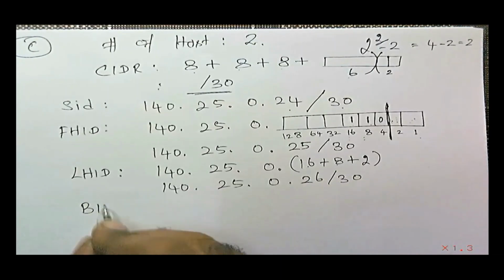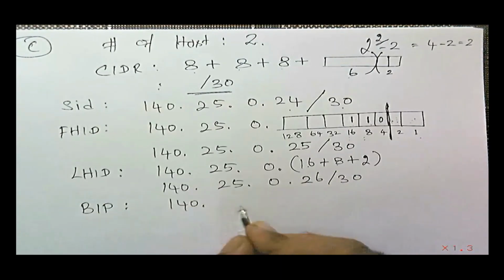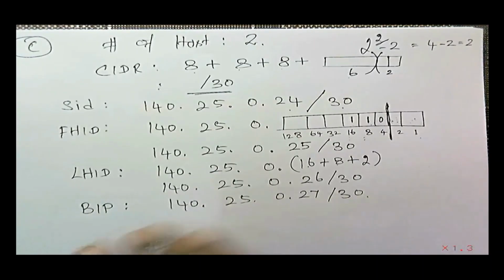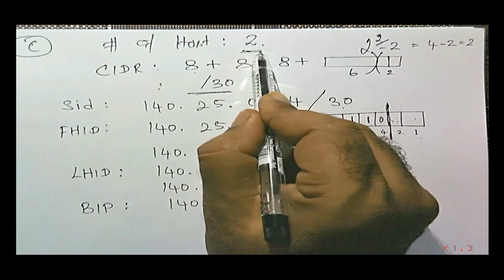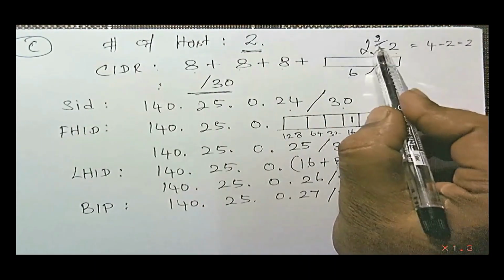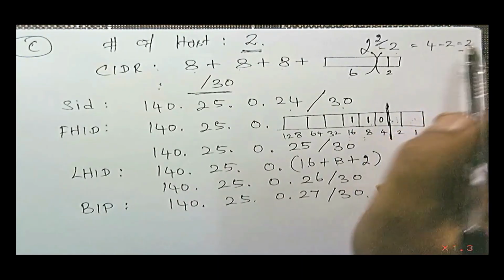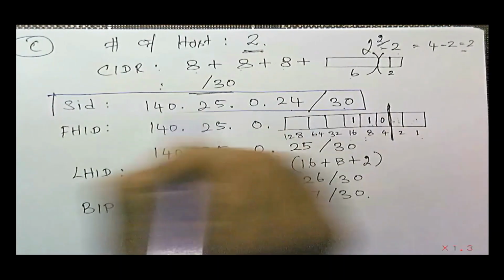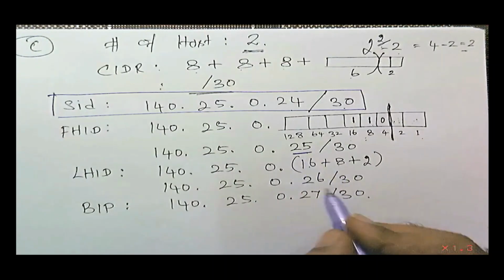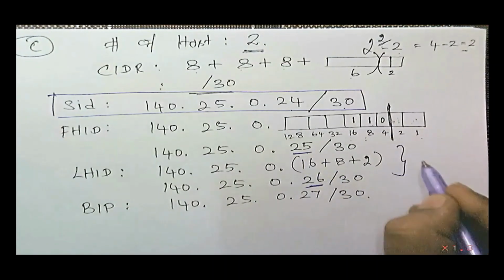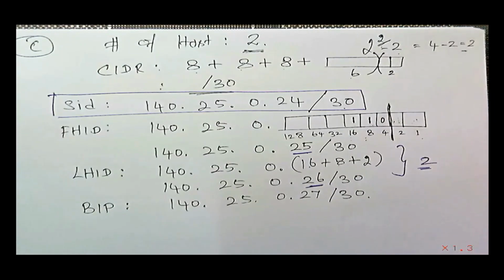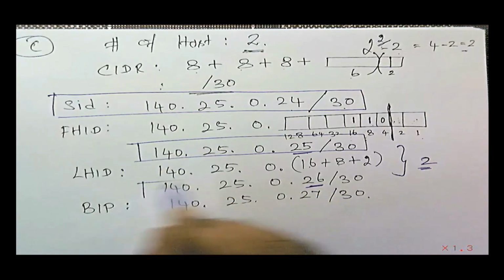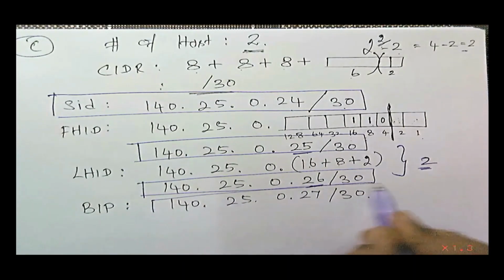Now, what is the broadcast IP address? The broadcast IP address is 140.25.0.27/30. We needed only 2 hosts, so we decided 2 bits is enough to connect 2 hosts. Now you see here: the first host ID is 25, the last host ID is 26, so only 2 IP addresses we got here. So our calculation is correct. This is your first host ID, this is your last host ID, and this is your broadcast IP address.